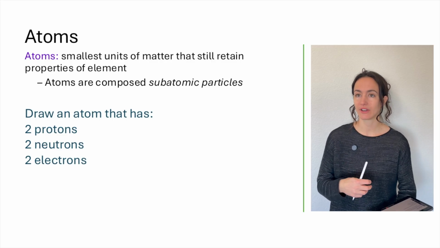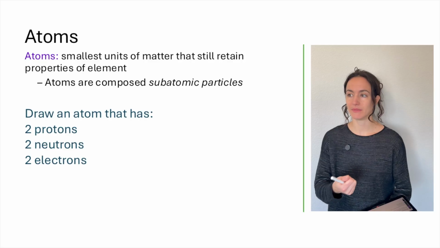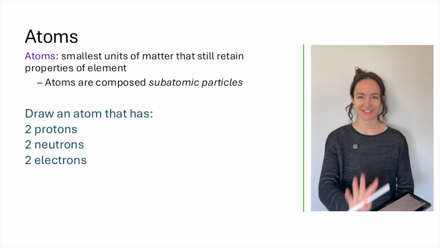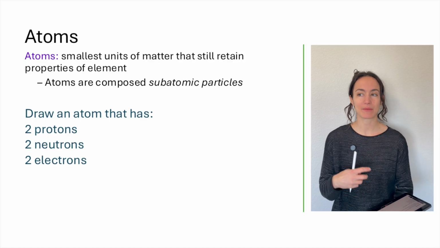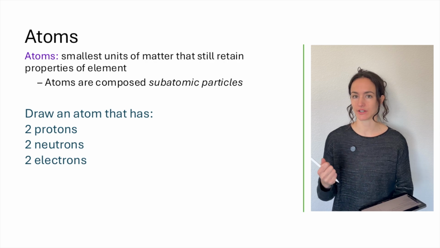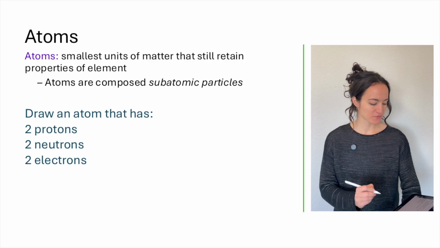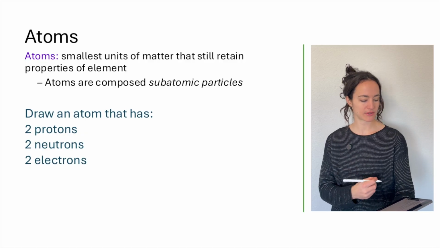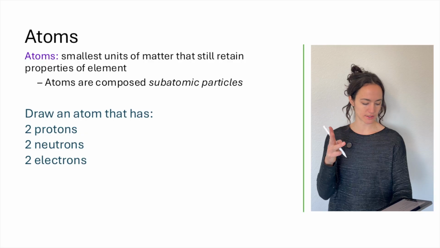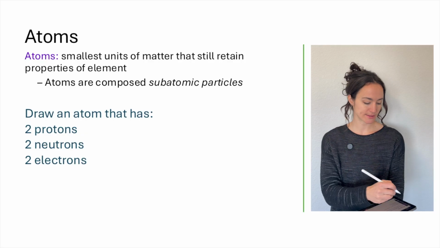Or we might have an ion of a certain element, meaning it's still that element, it still has the right number of protons, but perhaps there's a differing number of electrons, and so we get a certain charge. We'll get there if that doesn't make sense yet. For now, let's start by drawing an atom. So here I have an atom that has 2 protons, 2 neutrons, and 2 electrons.